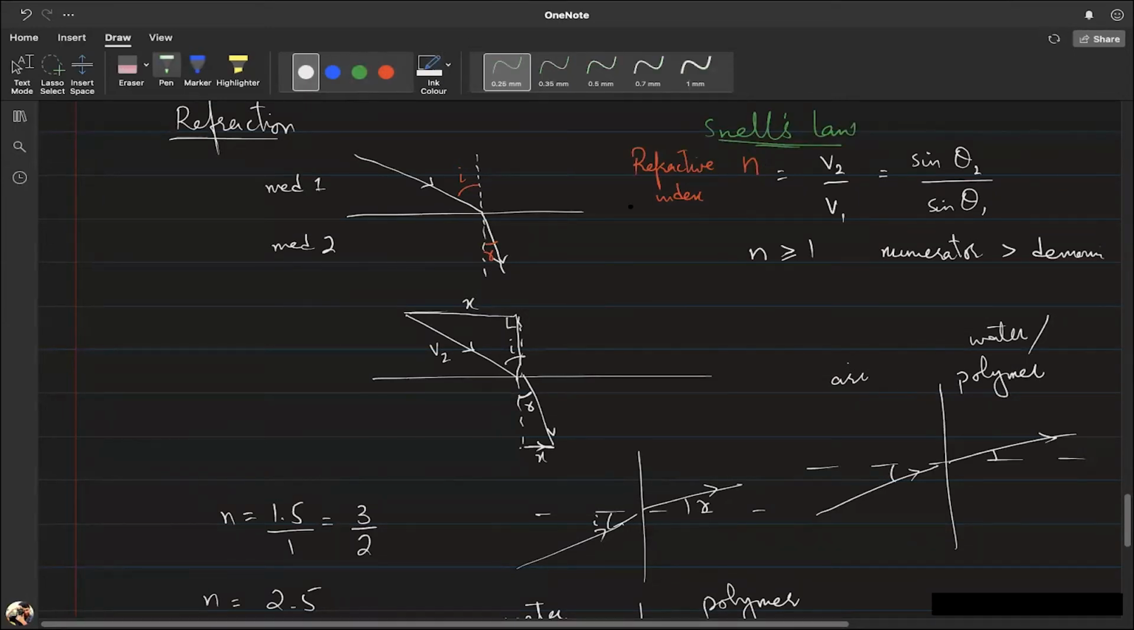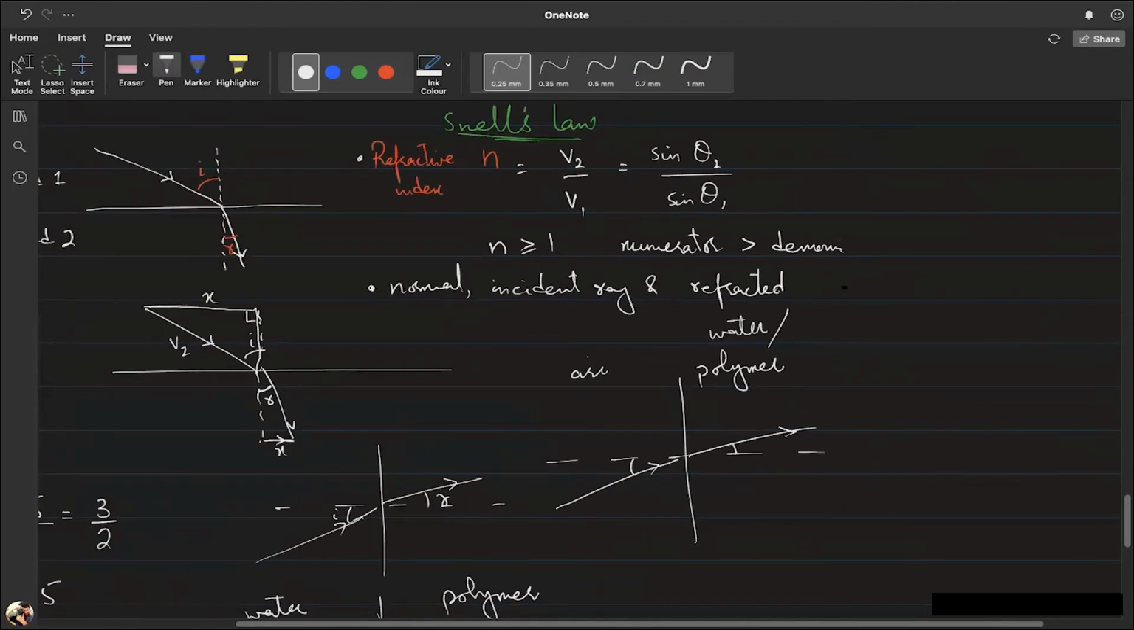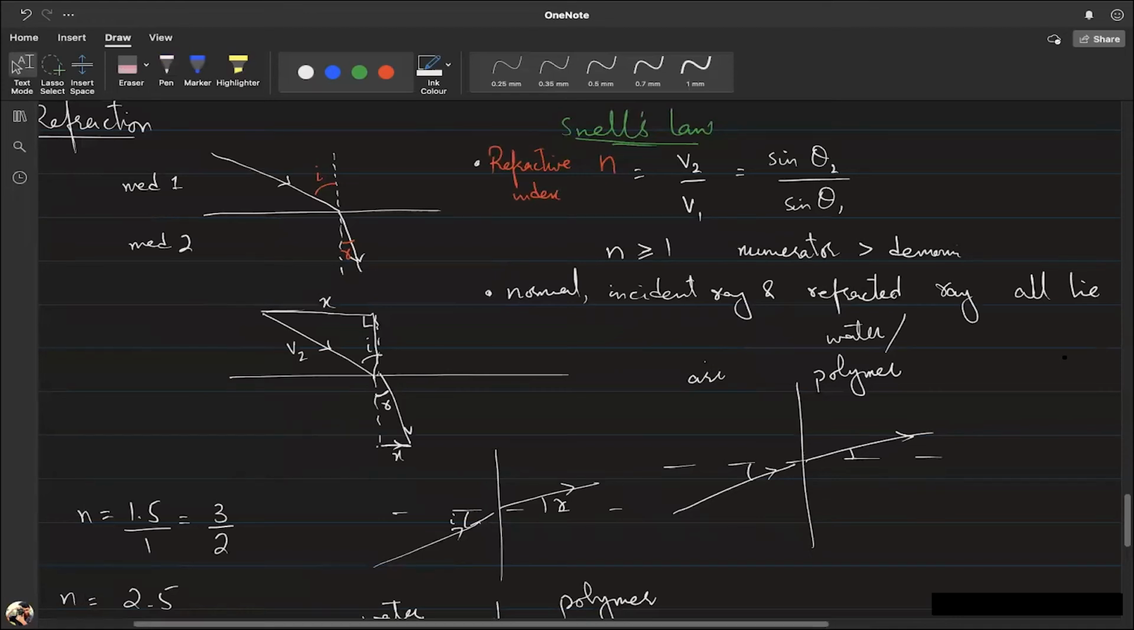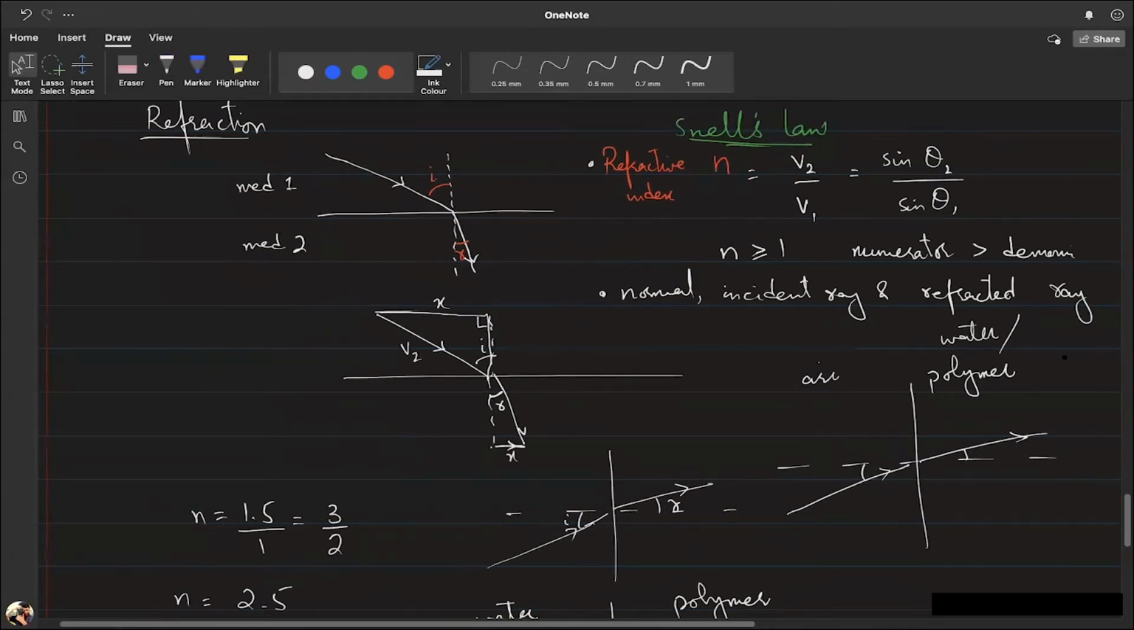The second one is again that there is no rotation, which means that the normal, incident ray and refracted ray all lie in the same plane. So the idea here is that normal, incident ray and refracted ray are not rotating at any cost, so they are going to be in the same plane. So that is the idea of refraction.